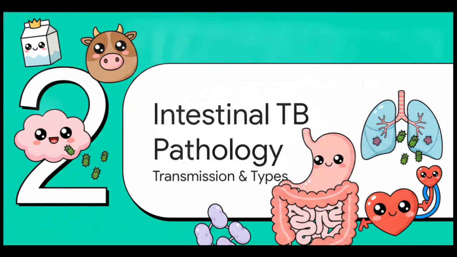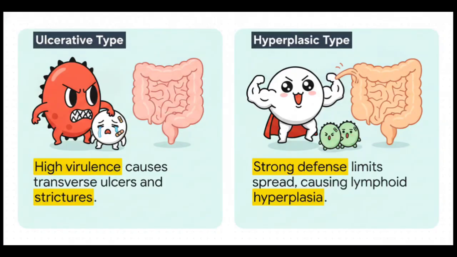Moving right along to Section 2, intestinal tuberculosis pathology. So, traveling down to the abdomen, how does the bacillus even get down there? Well, transmission typically happens when a patient who already has active pulmonary cavitary disease swallows their own infected sputum. Or it could be from consuming unpasteurized milk contaminated with Mycobacterium bovis, or even through hematogenous spread. Once it sets up shop in the bowel, it causes some very distinct local pathologies, usually accompanied by some pretty marked mesenteric lymphadenopathy. Basically, the disease takes on one of two distinct forms, and it all depends on this battle between the organism's virulence and the host's immunity.